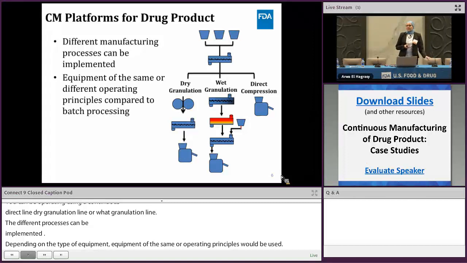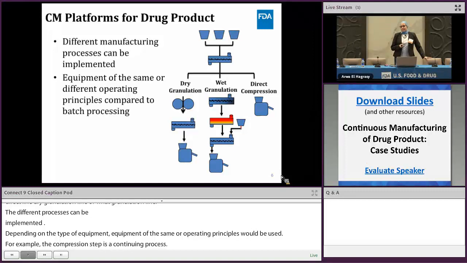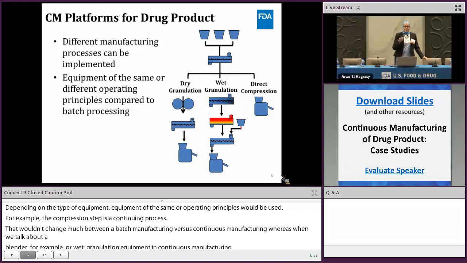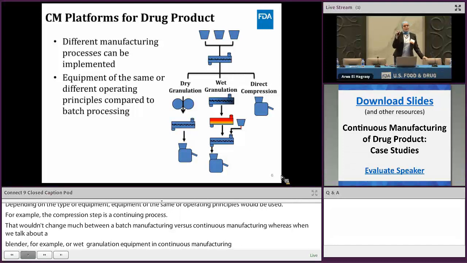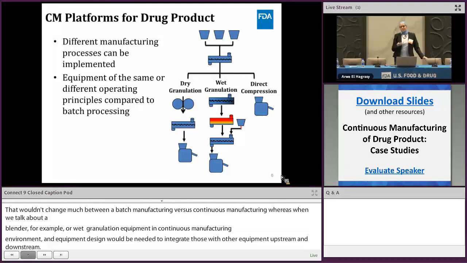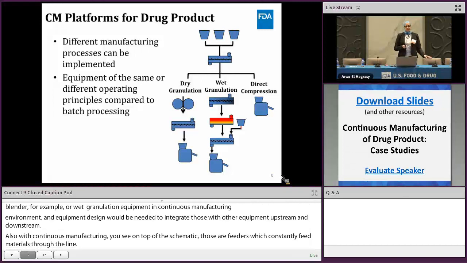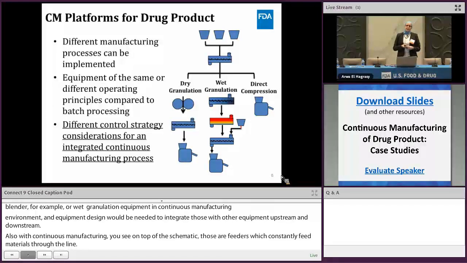Whereas when we talk about a blender, for example, or wet granulation equipment, in a continuous manufacturing environment, equipment of different design would be needed to be able to integrate those with other equipment upstream and downstream. And also with continuous manufacturing, you see on top of the schematic, those are feeders which constantly feed material through the line. So because of the integrated nature and the fact that any disturbances in the process could propagate throughout the line, there are different control strategy considerations that are necessary for an integrated continuous manufacturing process compared to a batch process.